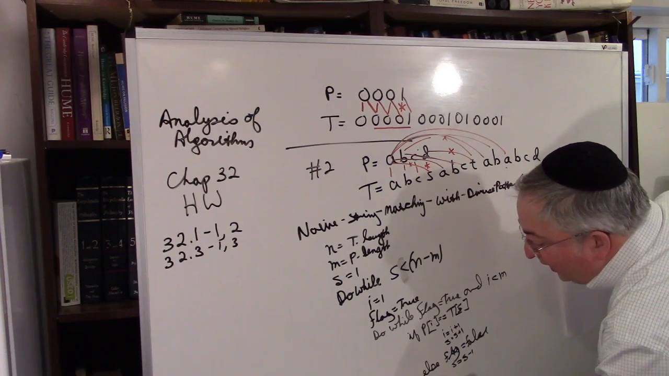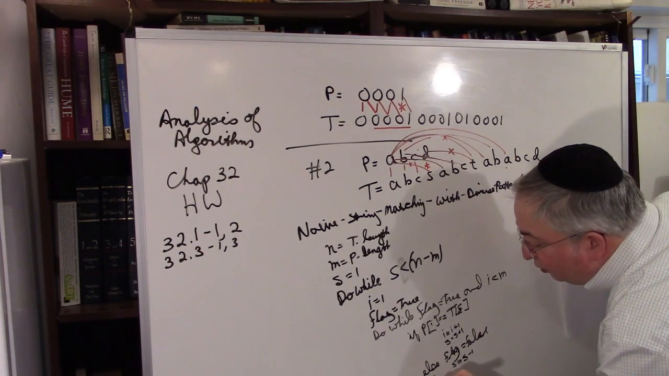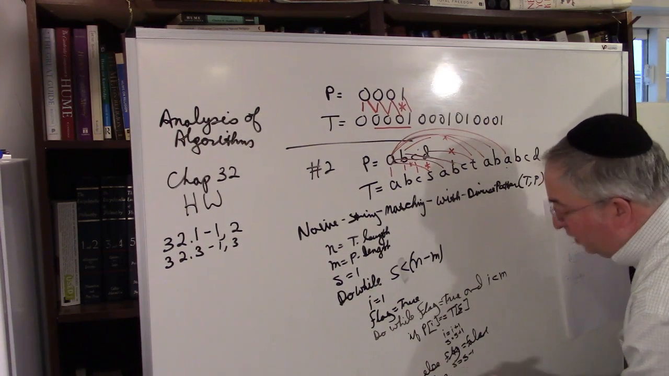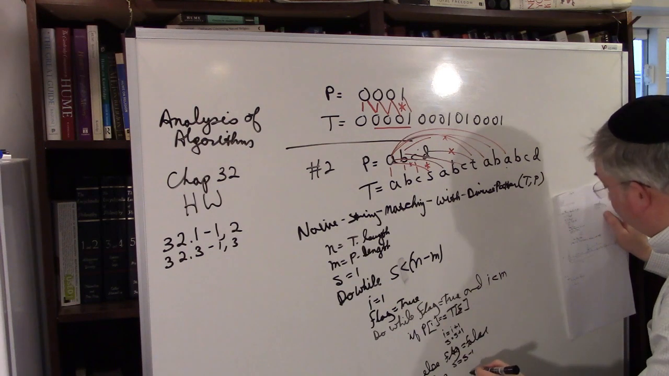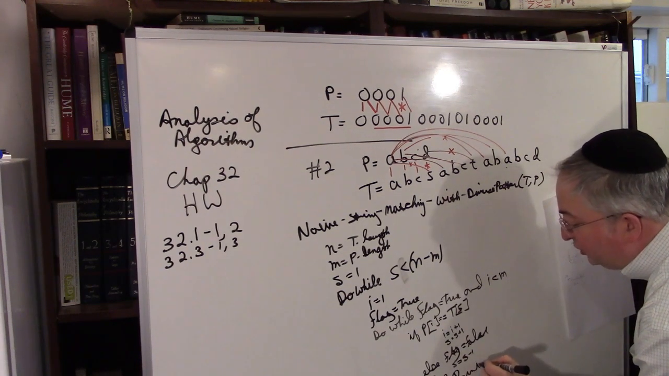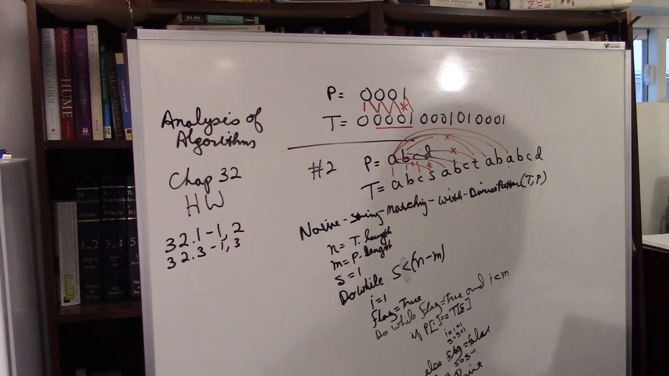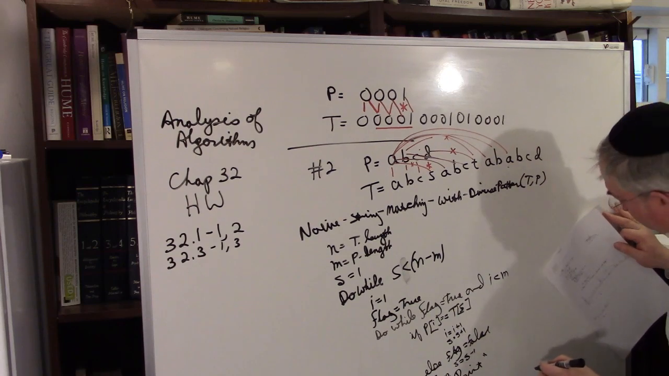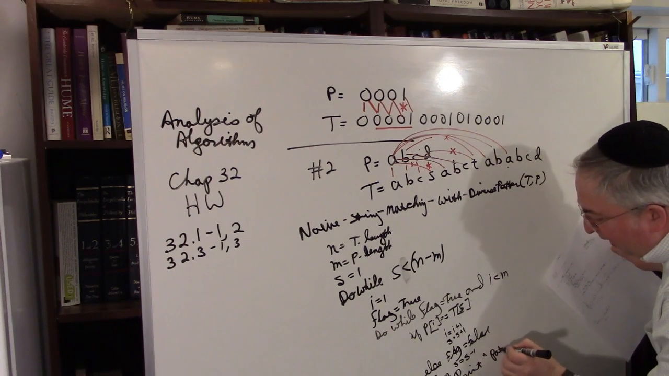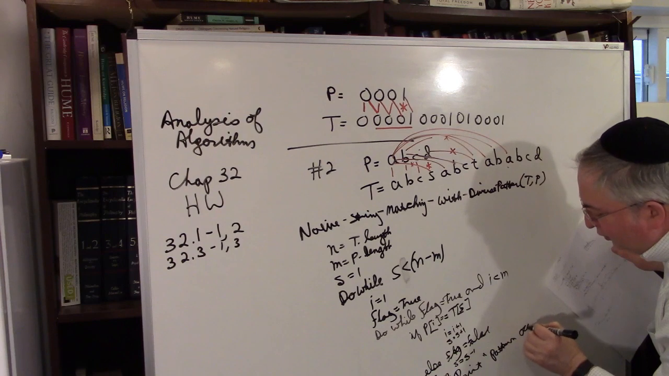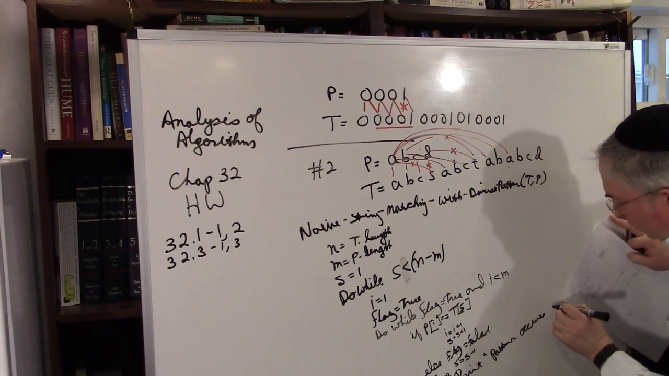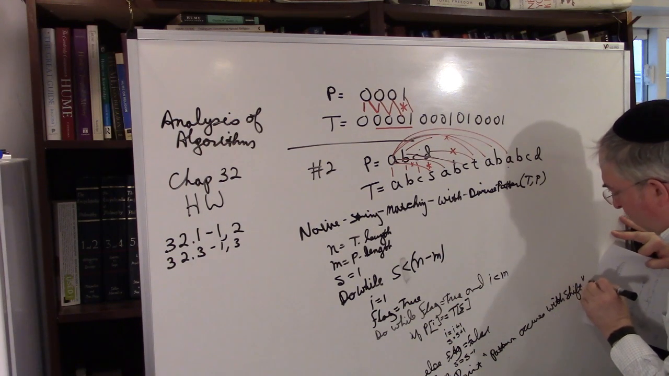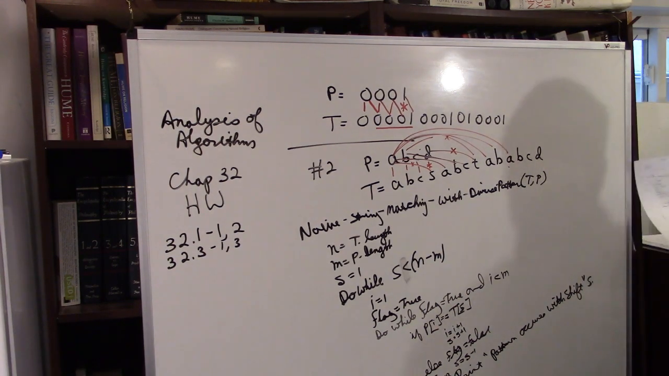If flag equals true, okay, and maybe equal, okay, then print, just the same thing as was in the book's version. Pattern occurs with shift S. Okay, and that's it.